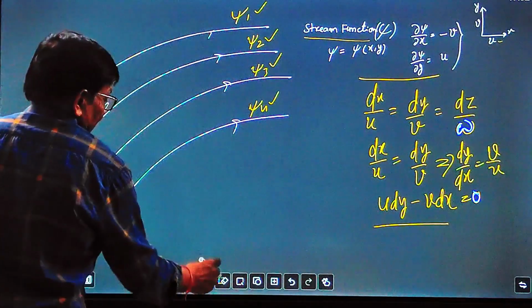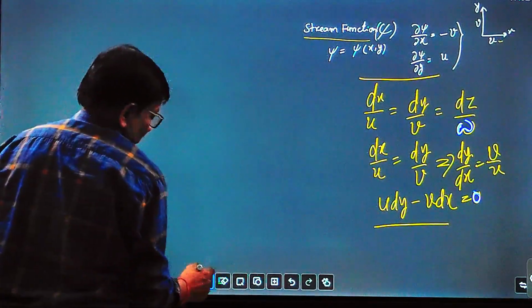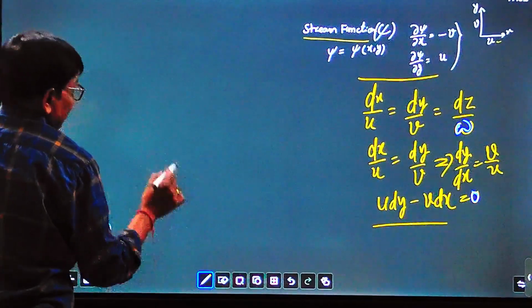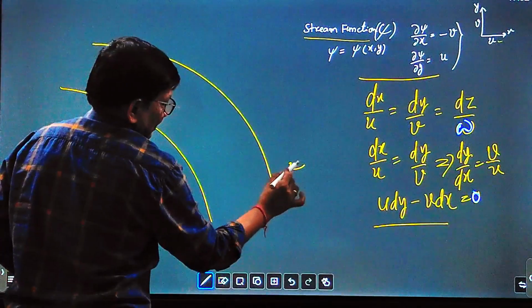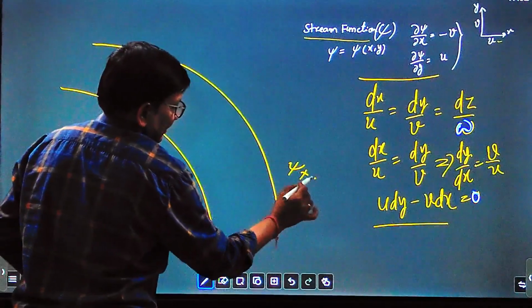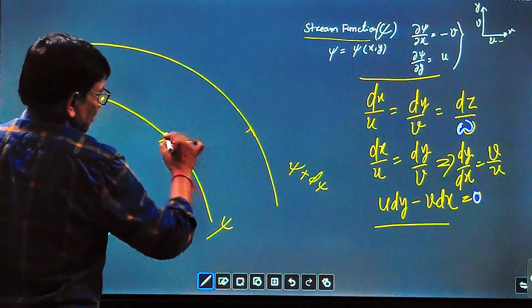So let us define here. Instead of so many, we take two streamlines. These are two streamlines: one is psi, and the other is psi plus d psi. There are two streamlines, and we consider the flow between these two streamlines.